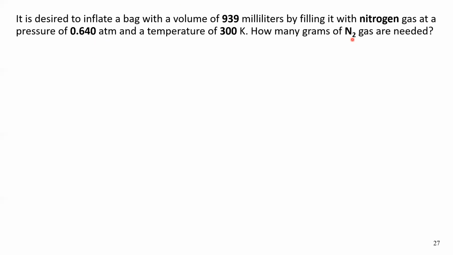Okay, so we're given a volume, and we're given a pressure, and we're given a temperature. So we can use the ideal gas law to calculate the number of moles of nitrogen gas. And if we know how many moles of nitrogen gas we have, and we know the formula for nitrogen gas, we can figure out how many grams we need.